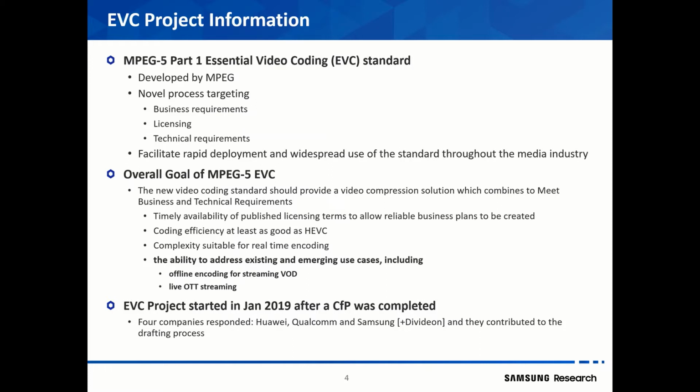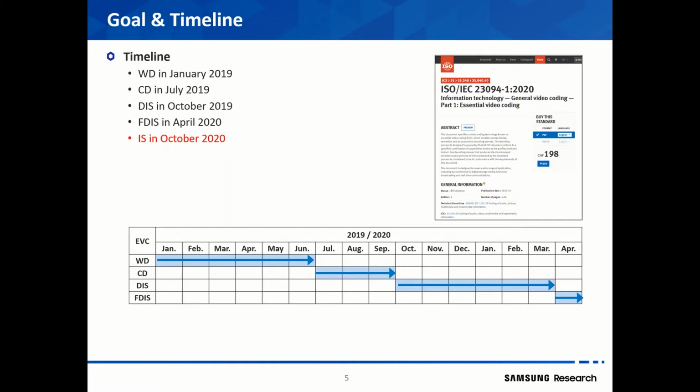With such requirements and targeted applications, the project started in January 2019 using the base framework responded by Samsung, Huawei, Qualcomm, and Nvidia. The first working draft was released in January 2019. CD was released in January 2019. DIS was in October 2019. FDIS was April 2020. Finally, the ISO spec was published in October 2020. Currently, the spec is available on the ISO website.